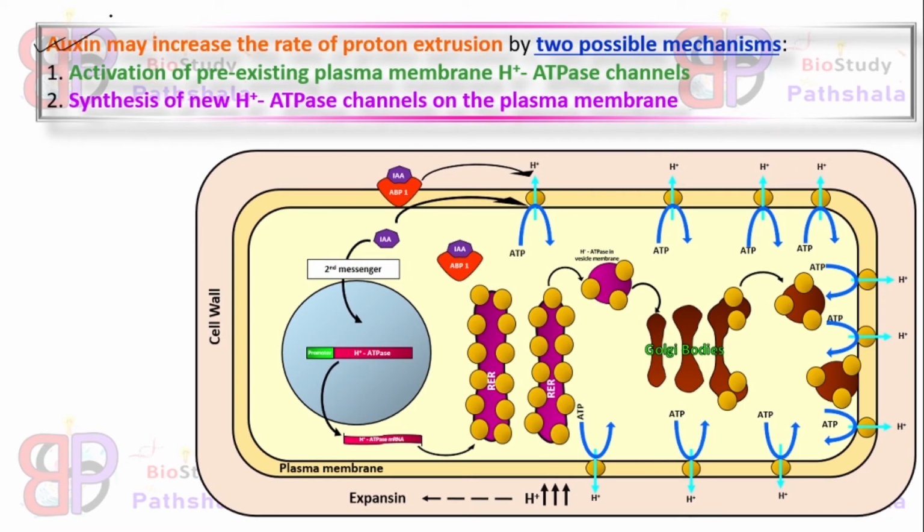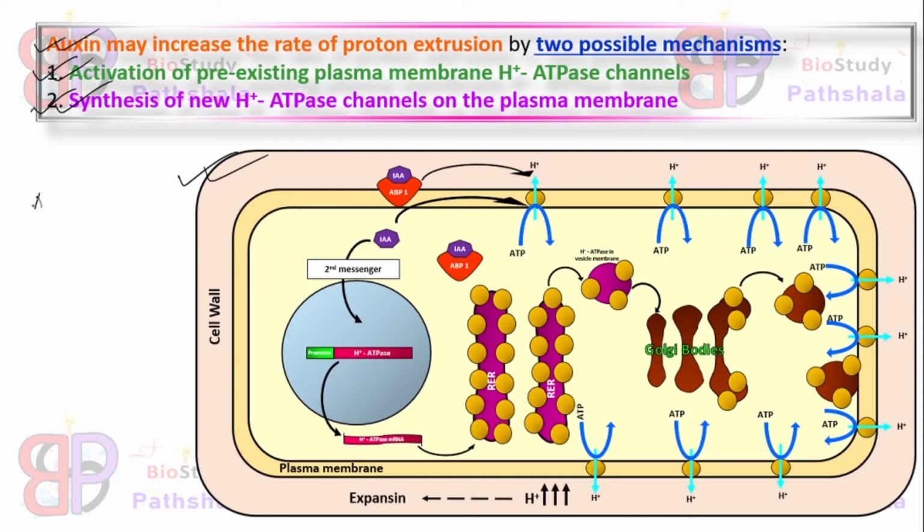Auxin-induced proton extrusion may occur by two possible mechanisms. One is activation of the pre-existing H+ ATPase channels in the plasma membrane, and the second one is synthesis of new H+ ATPase channels on the plasma membrane. That means the first one states activation of the pre-existing H+ ATPase channels, and the second one states synthesis of new H+ ATPase channels on the plasma membrane. Just have a look at this figure. We will learn these two possible mechanisms one by one corresponding to this particular figure.